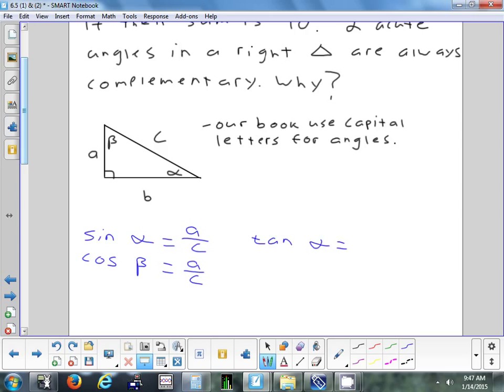Tangent of alpha. What's the cotangent of alpha here? Marie? Opposite over adjacent, so it would be A over B. Yes, we get A over B. Now I'm going to look at another one. I'm going to look at the cotangent of beta. Okay, what's the cotangent of beta? Yeah, it's the same thing. Cotangent is adjacent over opposite. So from beta, A is adjacent, B is opposite.